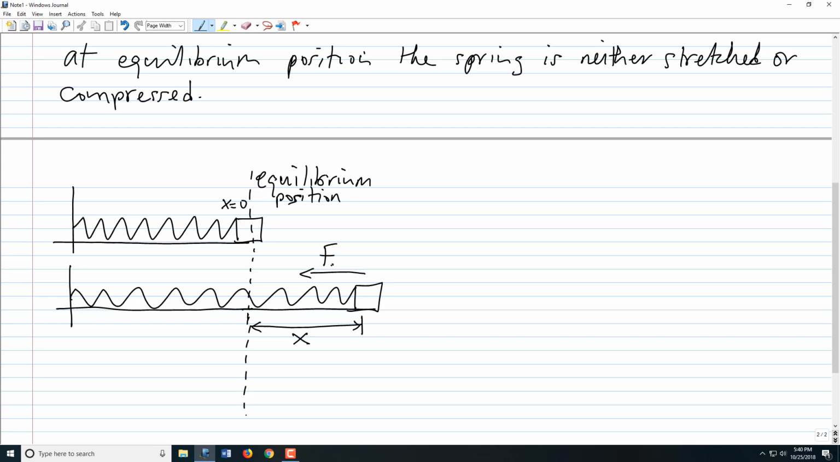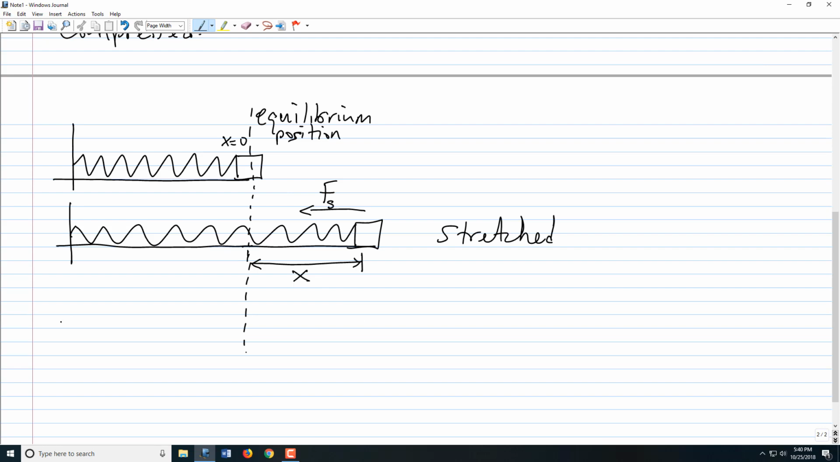So there is a spring force F subscript x which acts towards the equilibrium position, and this force is given by Hooke's law. And let's draw another one where the spring is compressed so that you can see the difference. This is not drawn to scale, so let's say this is x also. Actually, let me redraw that. So in this scenario here, the spring force is directed toward equilibrium position.